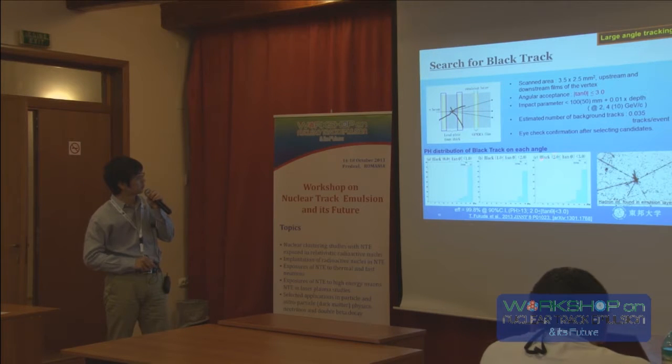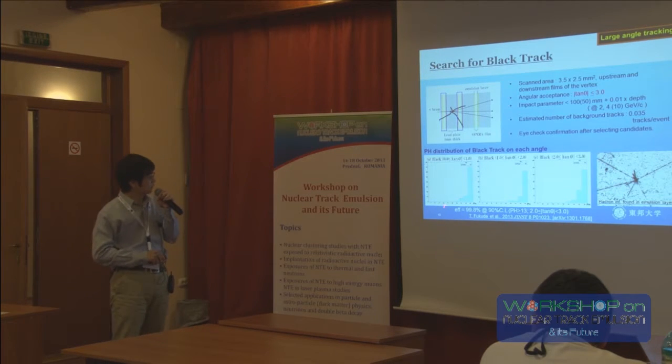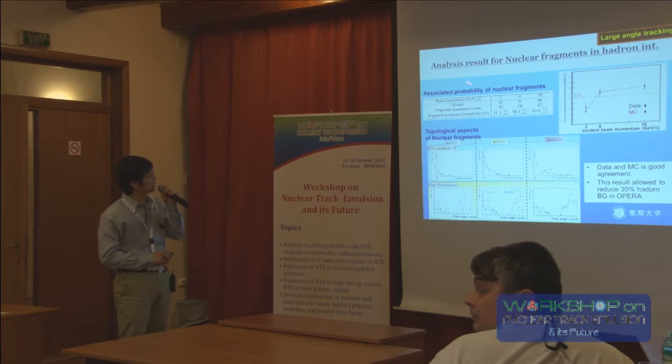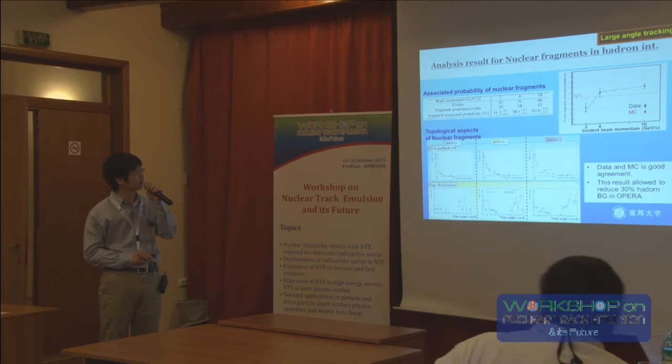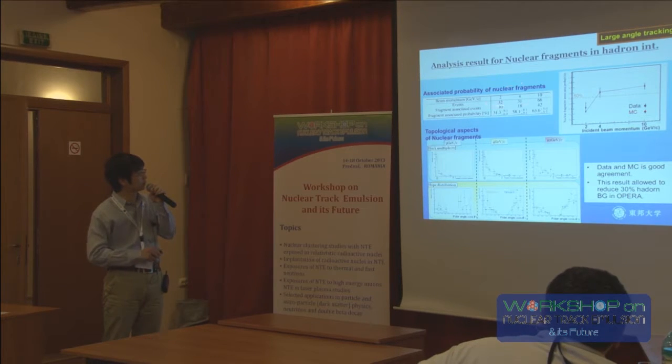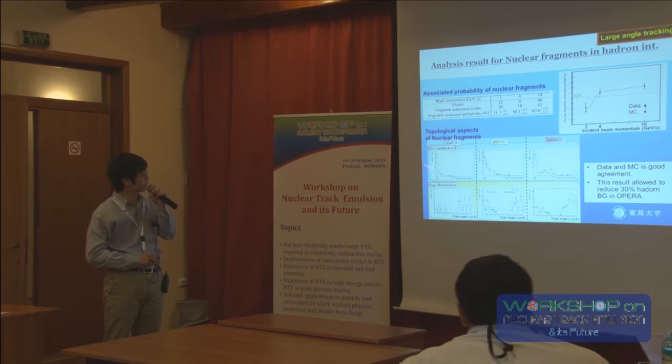After selecting candidates, I checked confirmation. This is each angle's parasite distribution, so we detect the large angle black track. And this is the analysis result for nuclear fragments in hadron interaction. This is the associated probability of a nuclear fragment for each momentum, and the topological aspect of nuclear fragments: the multiplicity and the slope distribution.